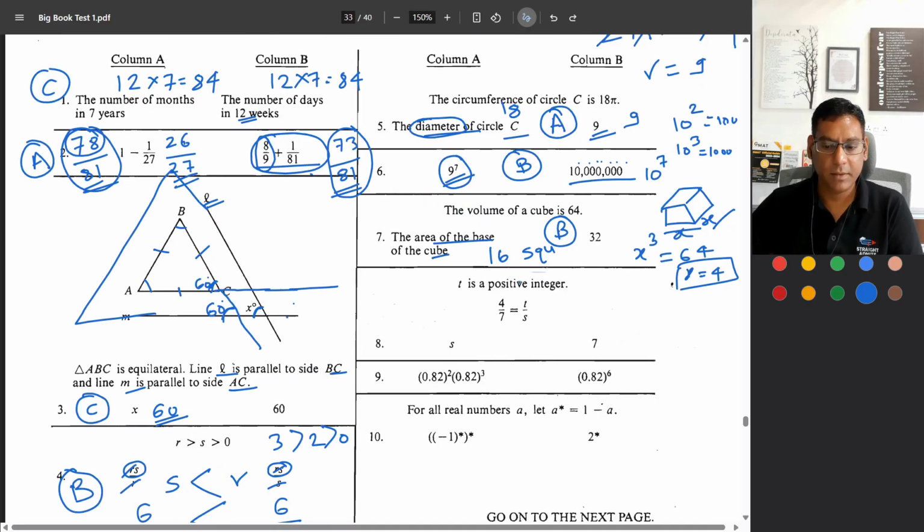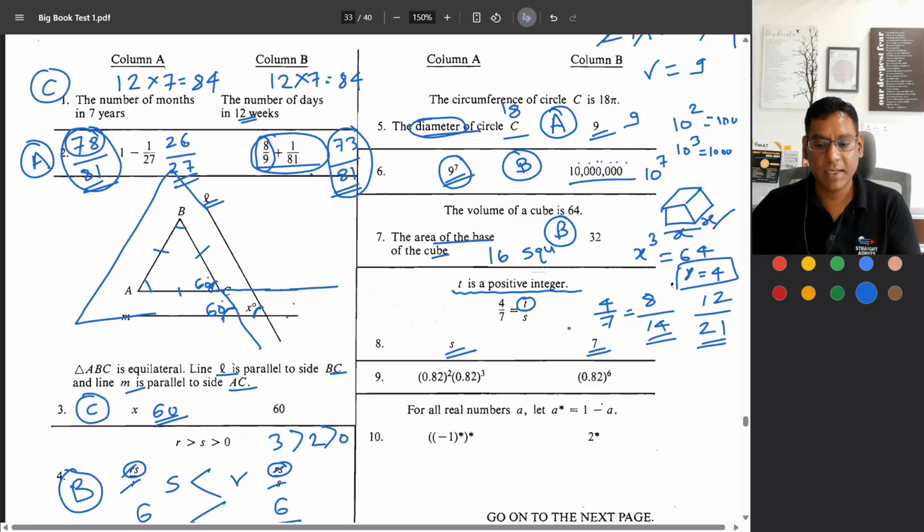Okay, let's look at question number 8. T is a positive integer. Okay, so this guy is positive and we have a certain ratio 4/7, right? And we have to compare 7 and S. Okay, so let's find out a few examples. So if it is 4/7, the ratio has to be maintained. So it could be 8/14, right? I'm multiplying by 2. If I multiply by 3, I get 12/21, like that. Okay, so S is greater than 7 in these cases.